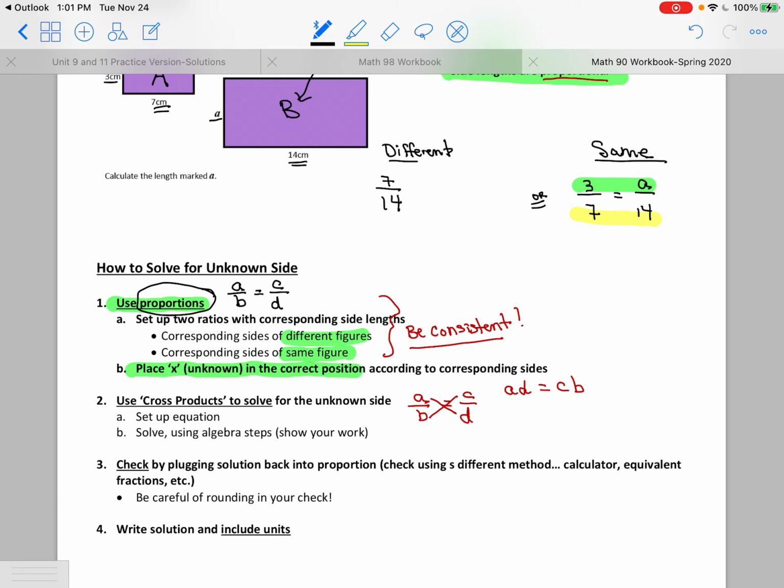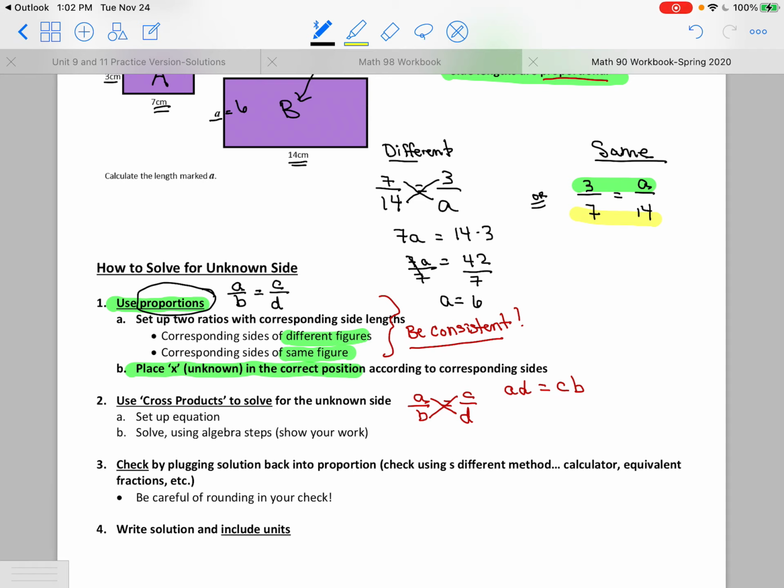rewrite this. So we had 7 over 14, that was our length, is equal to 3 over A. Okay, let's use cross products here. We're going to multiply across. So we have 7A is equal to 14 times 3. Okay, 14 times 3 is 42. So 7A is equal to 42, divide by 7, and A is equal to 6.